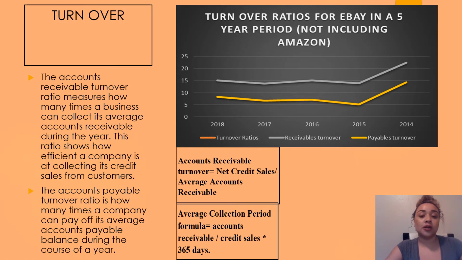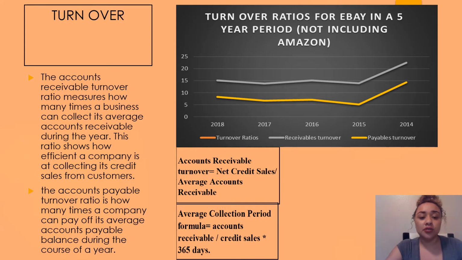So let's continue to talk about turnover. Here above me is a turnover ratio for eBay in a 5-year period, but it's not including Amazon. So you see that we have a steady rate, and then we have a rate that shoots upwards, and this rate was in 2014. Going forward into the future, it has been more stable as far as their turnover ratios and their payables and their receivables.